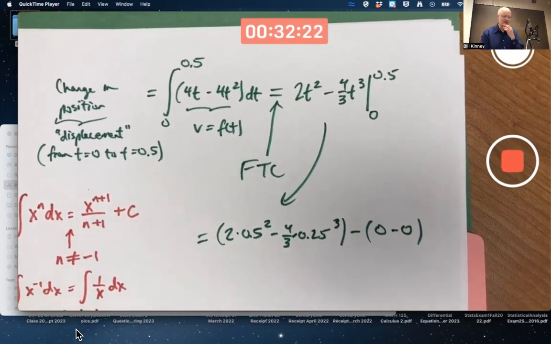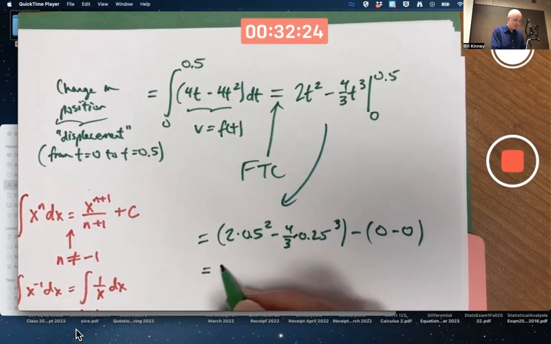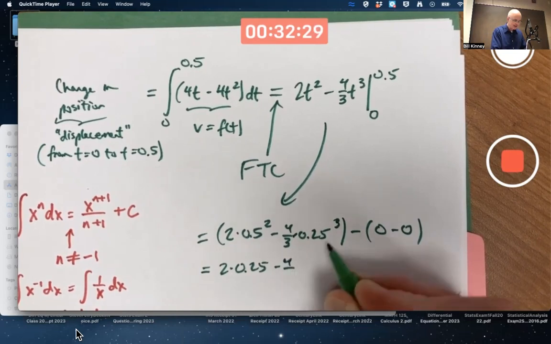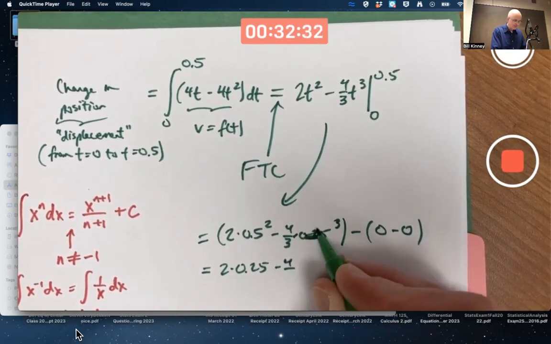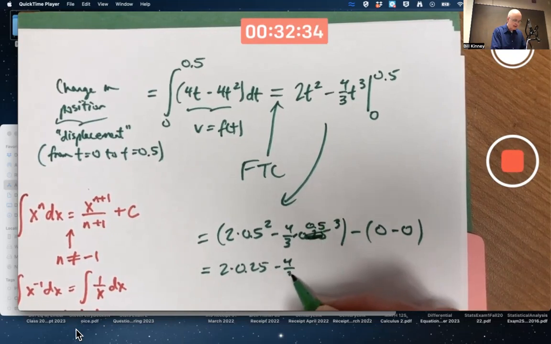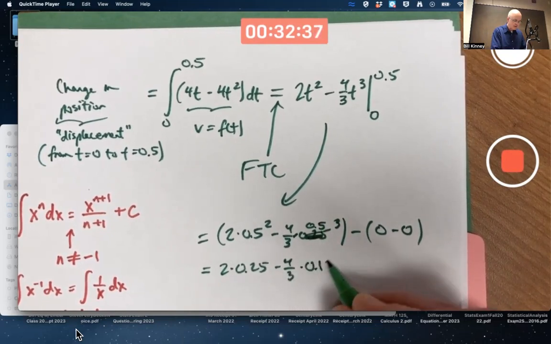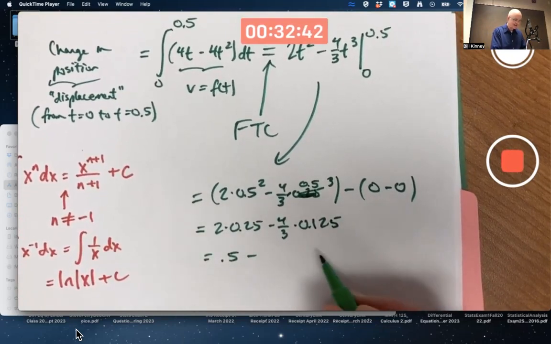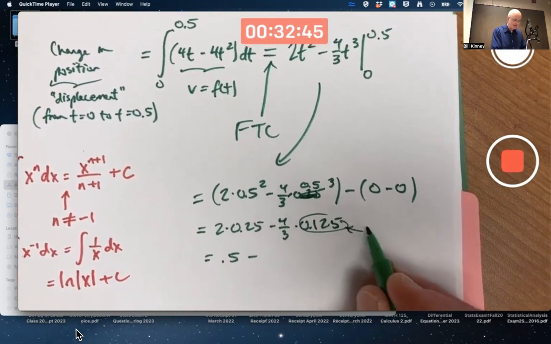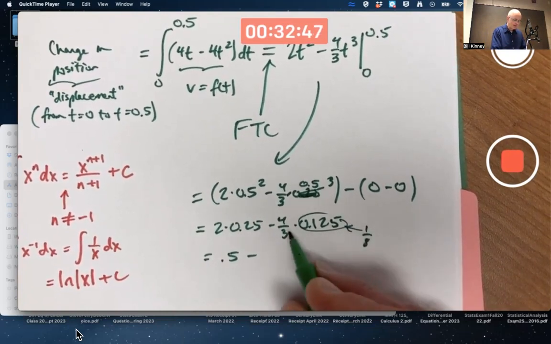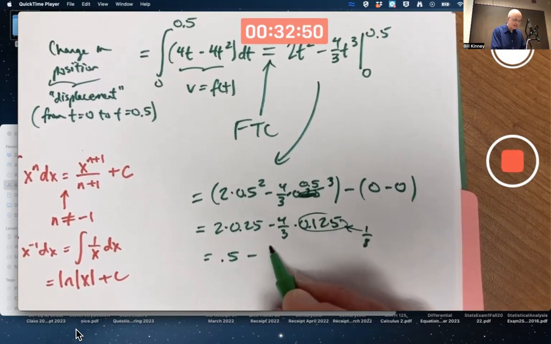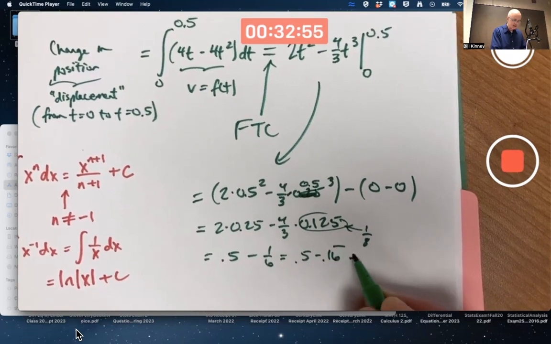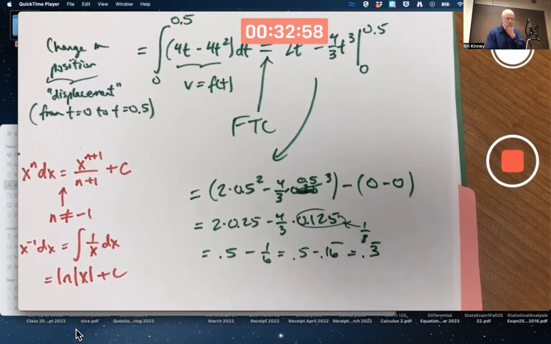For you guys, I'm doing decimals. For the first class, I actually did fractions here. 0.5 squared, 0.25. That's supposed to be a 0.5 here, sorry. 0.5 cubed is 0.125. That ends up being a 1/8. 4/3 times 1/8. The 4 and the 8 cancel to give a 1/2. It's 1/6. 0.5 minus 0.16 repeating. As a decimal, it's 0.3 repeating, or 1/3.